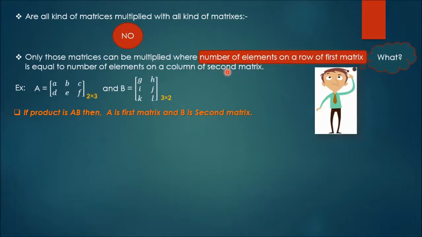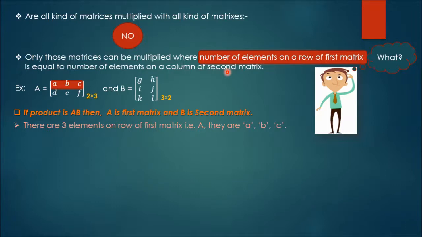Number of elements on a row of the first matrix, that is A. Now they are the elements: A, B, C are the elements on a row of the first matrix. Now we can verify that there are 3 elements on a row of the first matrix, that is A. They are A, B and C.